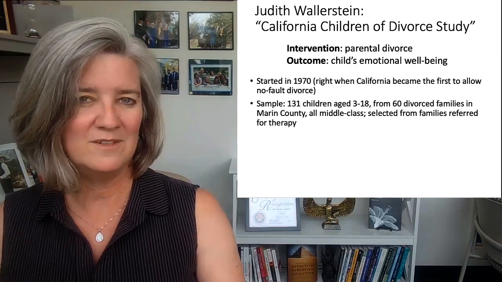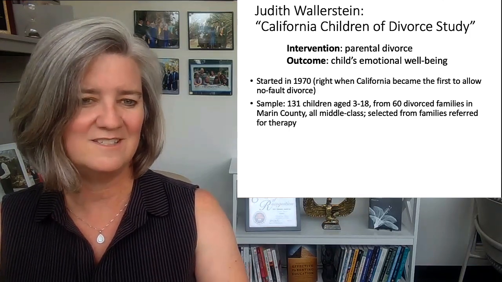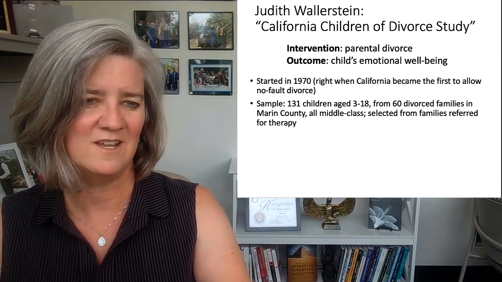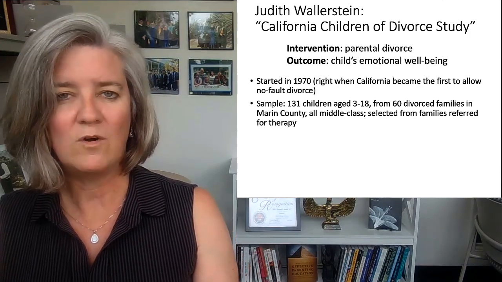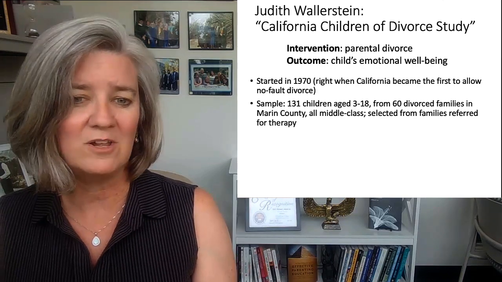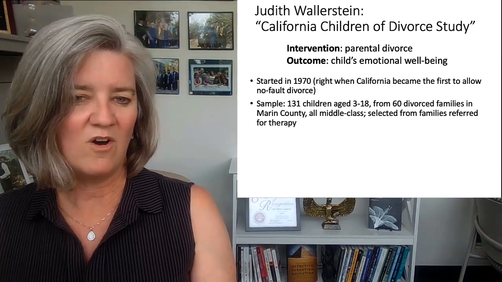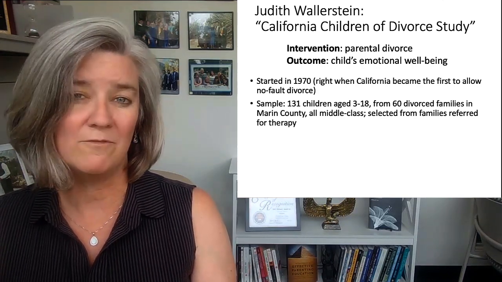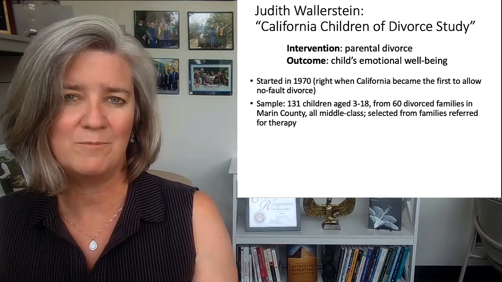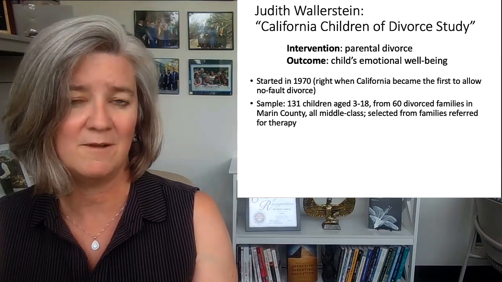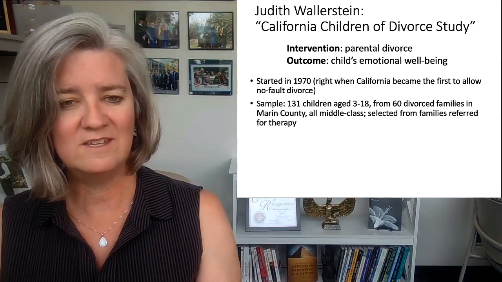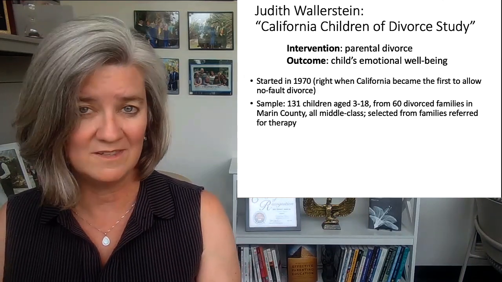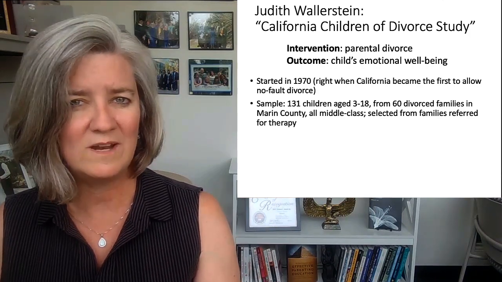She had a sample of, you can see, over 100 kids whose parents had divorced, in Marin County in Northern California. They were all middle to upper class, and they were all families who had been referred for therapy. And I point that out because we can infer that there is some selection bias here for kids who are already struggling, families that are already struggling.